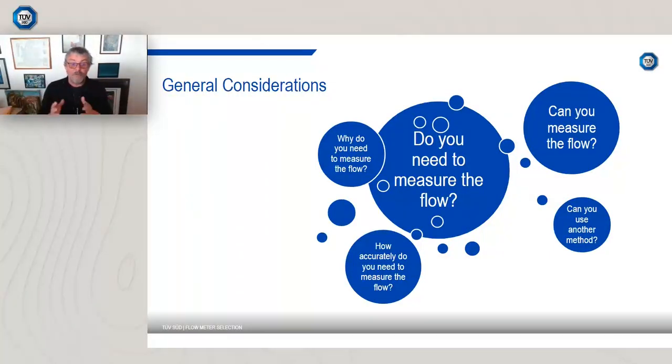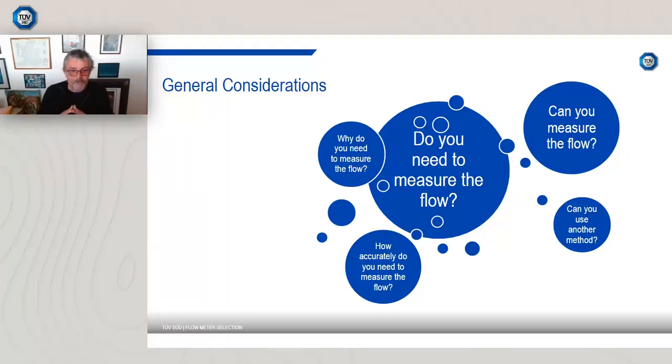So, general considerations before we go and start writing checks for meters or even selecting a meter. There's a few questions that need to be asked. The big point there, right in the center of the diagram, is: do you need to measure the flow? And this may sound like a really silly thing to say, but if you don't need to measure the flow, well, don't measure it. There might be another way you can measure the flow. You can maybe infer the flow. But let's assume that you do need to measure the flow or would like to measure the flow.